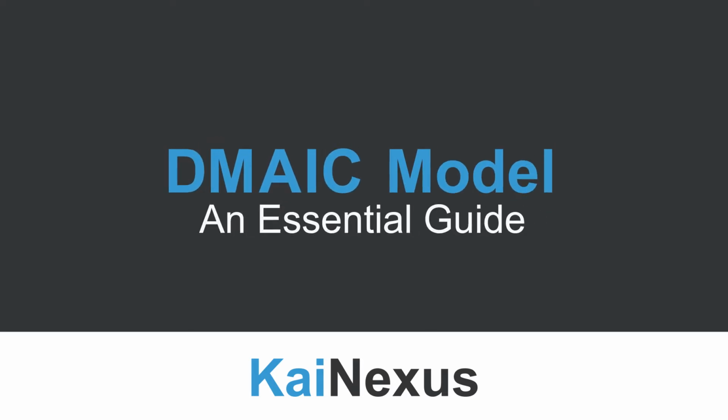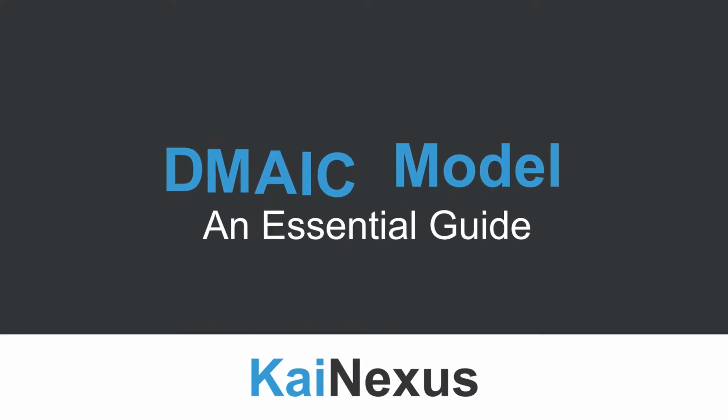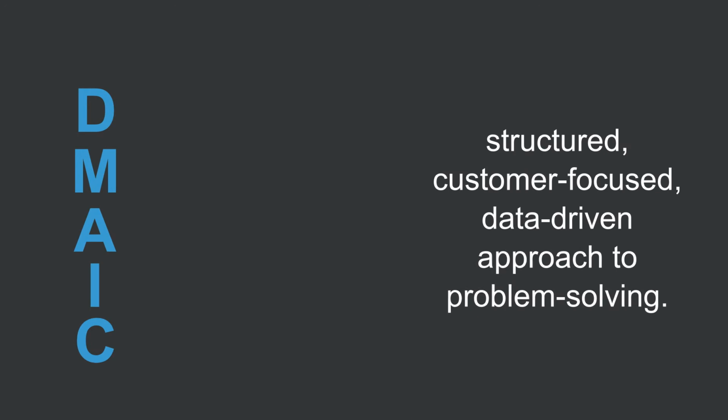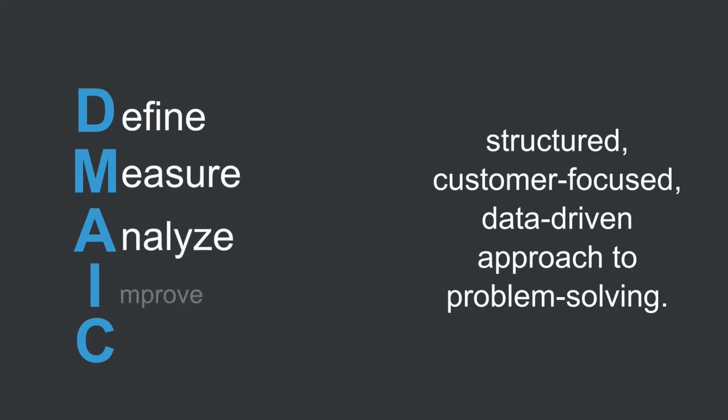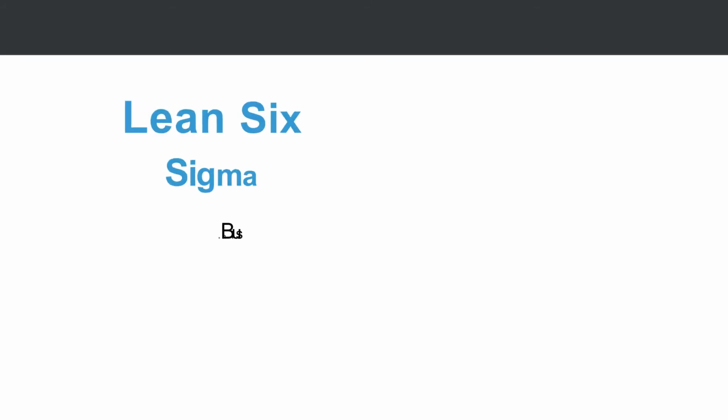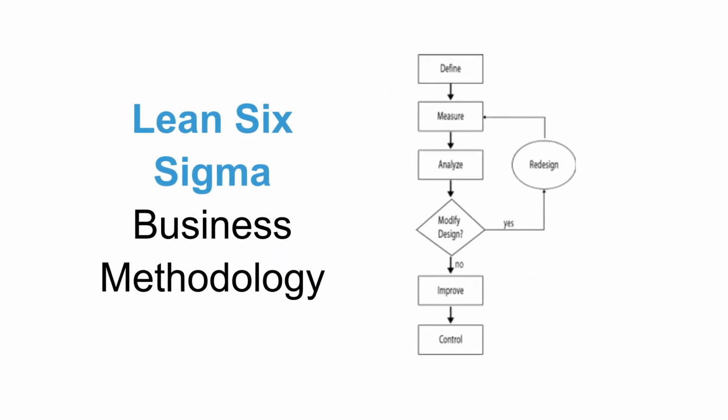DMAIC Model, an Essential Guide. DMAIC is a structured, customer-focused, data-driven approach to problem solving. The acronym stands for Define, Measure, Analyze, Improve, and Control. It is often associated with the Lean Six Sigma business methodology, but it can be valuable for any organization.